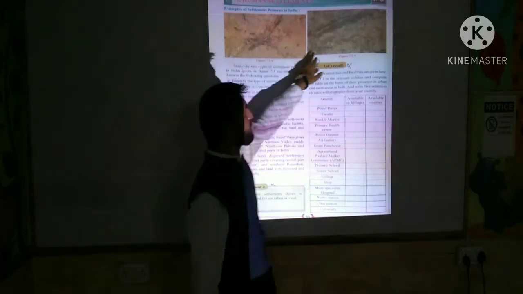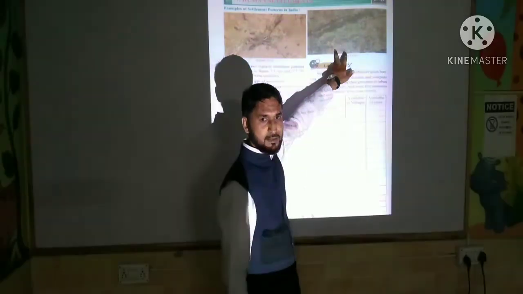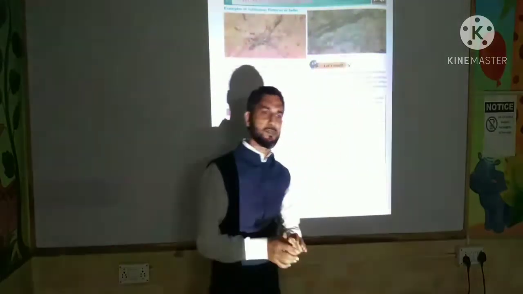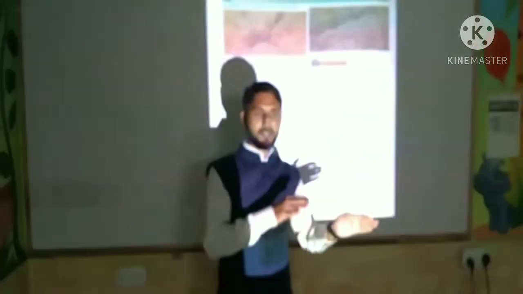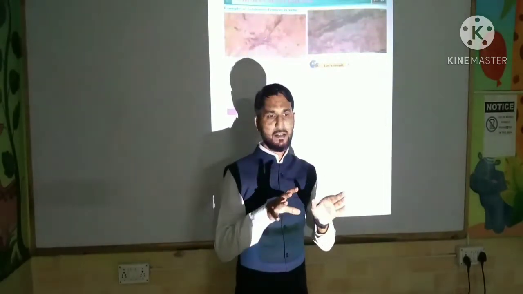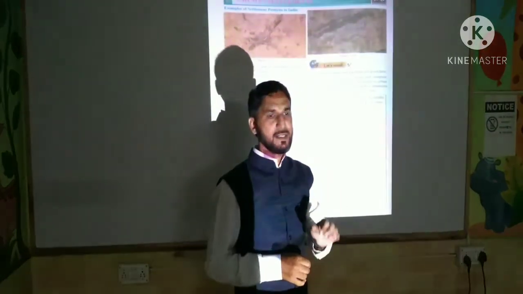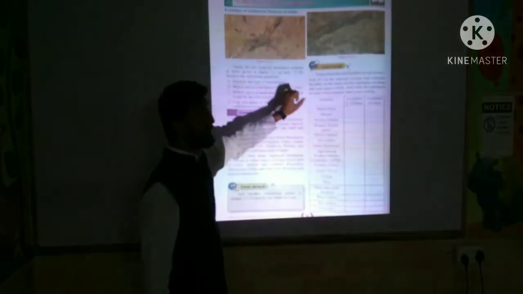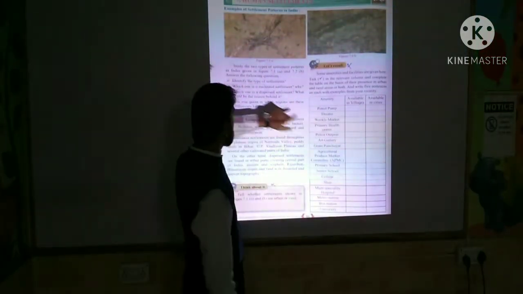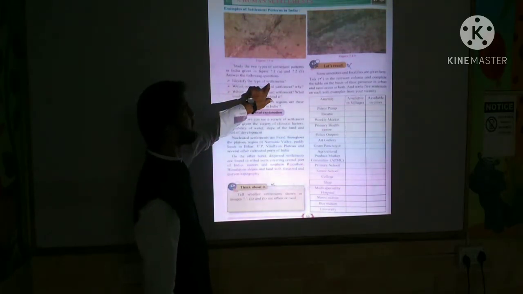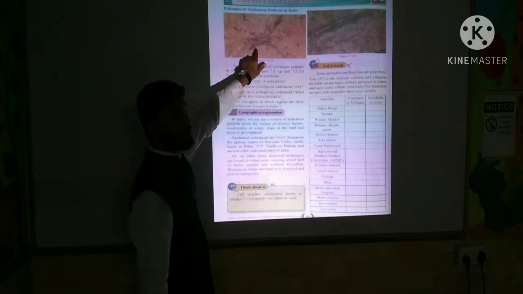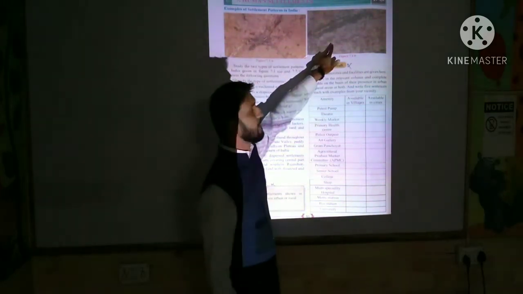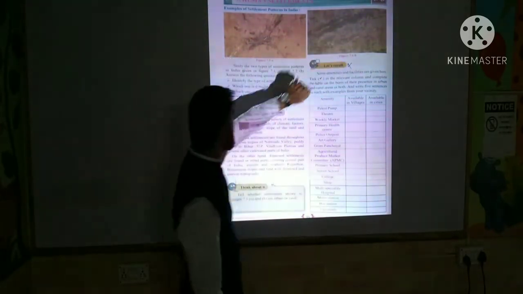Nucleated settlement is found in this region. But if we go towards our villages, students, our houses are at different places, meaning we see dispersed settlement in our villages. Sometimes linear settlement also we see. Now here one question is given, identify the type of settlement. Students, this is the nucleated settlement and this is the linear settlement given here.